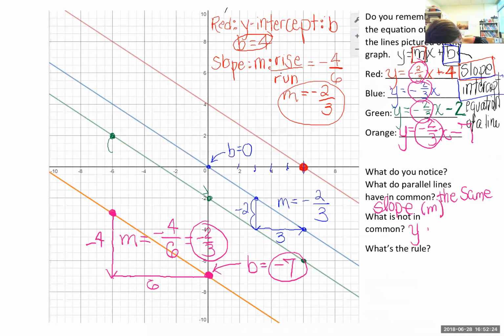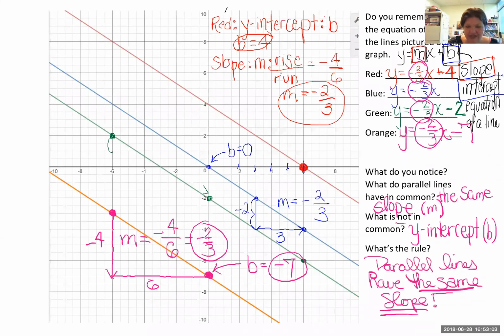I'm going to use the letters too. So they had the same M, but they did not have the same B. What was not in common? The B. So what's the rule? The rule that you have got to walk away from this lesson with. If you take nothing else, if you forget everything else, even all the funny, amazing, wonderful things that I say, you have got to remember that parallel lines have the same slope.